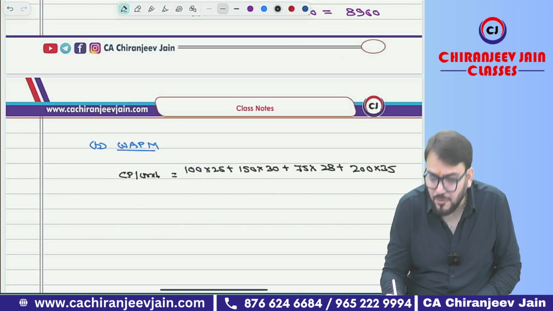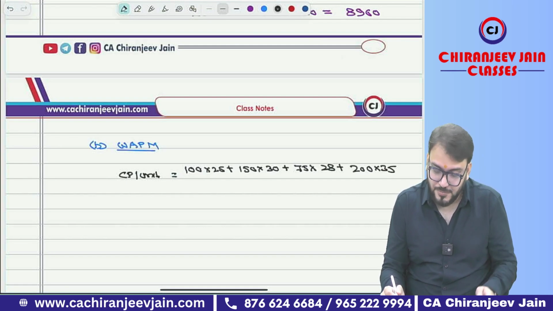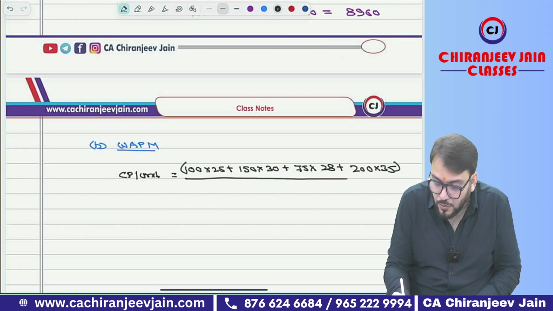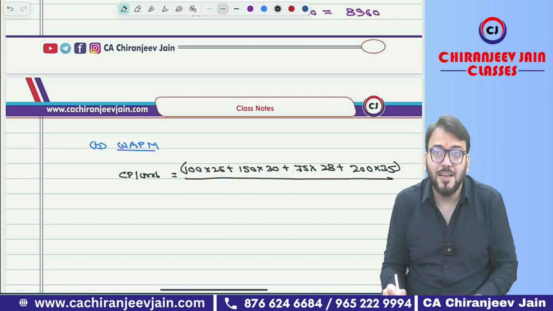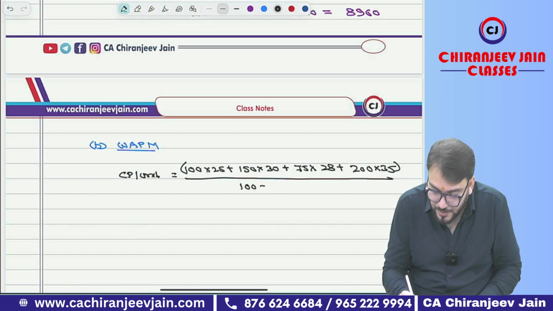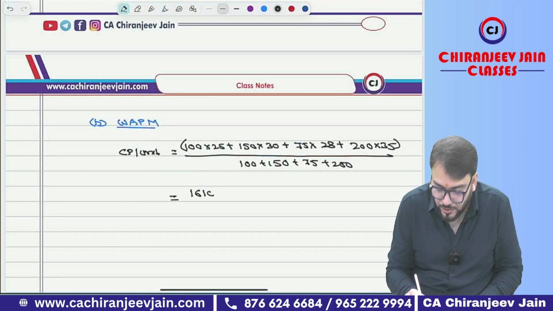200 into 35. I have not given opening stock. Suppose opening stock was given, so that will also be considered. Correct. So can this become the total cost of purchase divided by total units purchased? So 100 plus 155 plus 75 plus 200. Can you give me the total cost of purchase? That is 16,100 divided by 525.